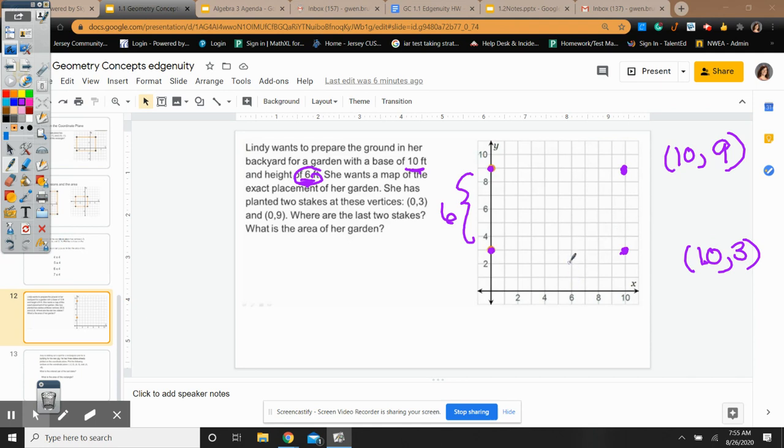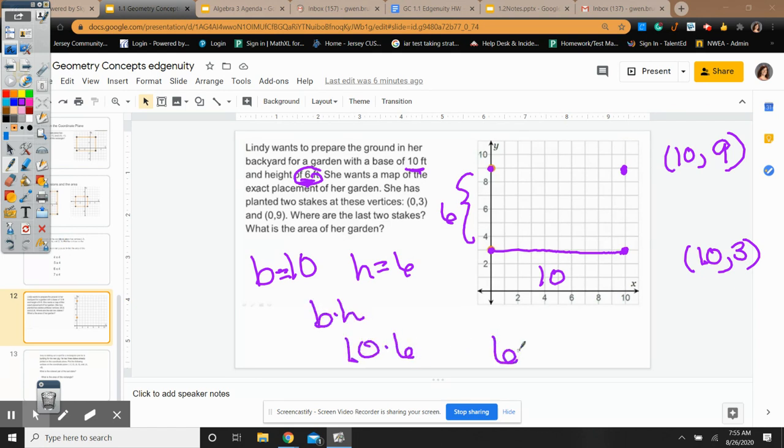And then what would the area be? She already told me what she wanted the base to be. The base is going to be 10. The height was going to be 6. So you can just take base times height, 10 times 6, which is 60. We're not going to say units squared here because she told me what the unit was. It's feet, so we will say feet squared.